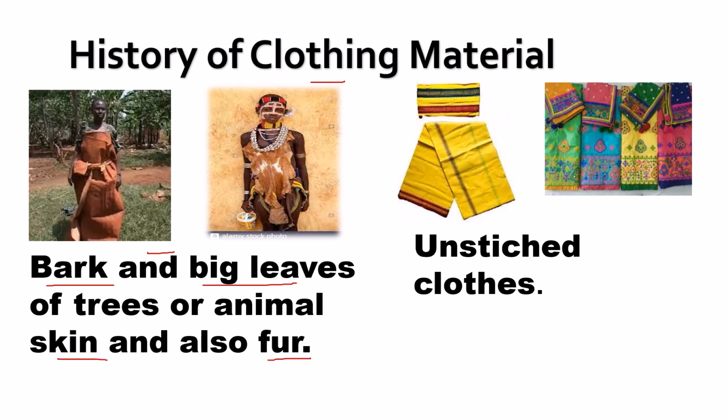But now we know stitching and we have so many varieties of clothes, but still it is amazing that even today sari, dhoti, lungi, turban are used as unstitched pieces of fabric. Just like there is a large variety in food, we have a large variety of clothing material also.